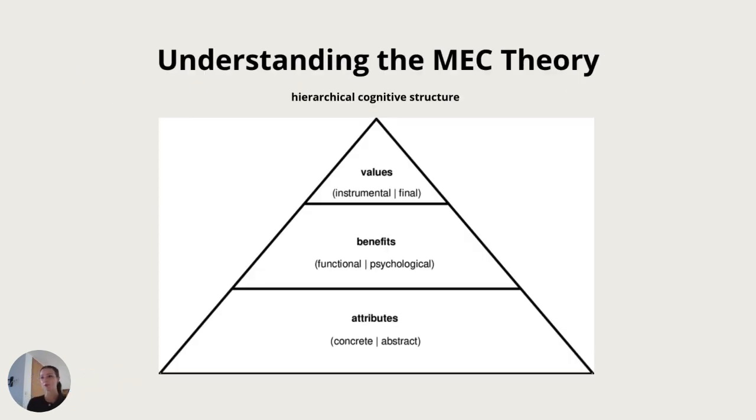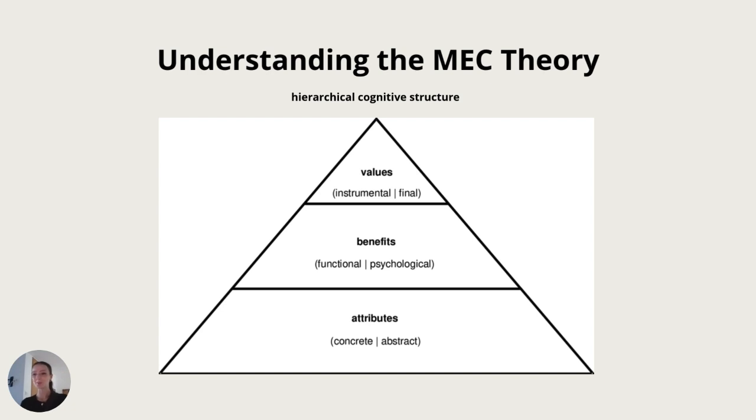So, the first and most important question is: what is the means-end chain theory? According to Goodman's definition, the means-end chain theory describes the consumer's knowledge of a product, then relates the attributes of that product and the consequences of its use to personal values, and represents all of this in a hierarchical cognitive structure, as you can see.